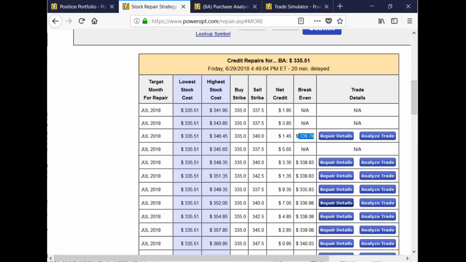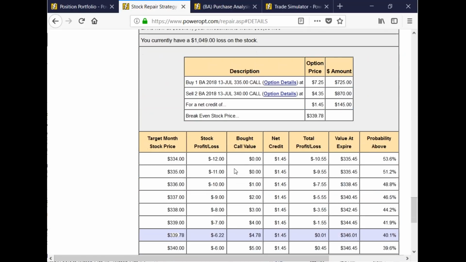and it puts my break even back to 339.78. Now you wouldn't do this now with the naked put in play. Okay, you wouldn't do this ratio spread on the naked put. You'd only do this if you got assigned or if you're letting yourself get assigned in July. But let's say it was July, I did get assigned, this repair came up, which naturally it wouldn't because we'd already be past it, but what does it look like? Okay, so let's look at the repair details. If my cost basis was 346 on the stock, right now I could buy a 335 call for 725, sell two 340s for 435. So we get a credit of $1.45.